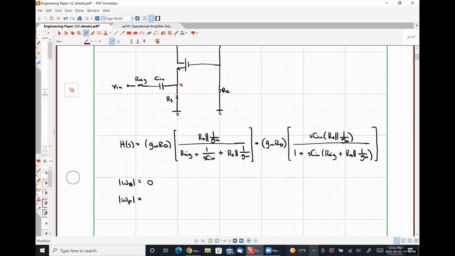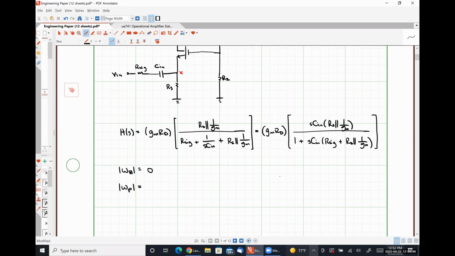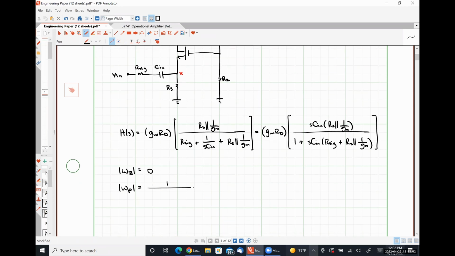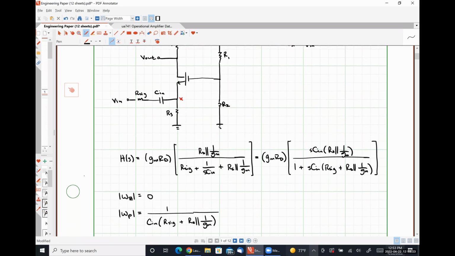1 over all this garbage right here. Absolutely right. And so the absolute value would just be 1 over Cn times R sig plus RS in parallel with 1 over Gm. Okay, so our low frequency analysis is done. That's literally it, okay? I want to point out something here, though, that's rather interesting.